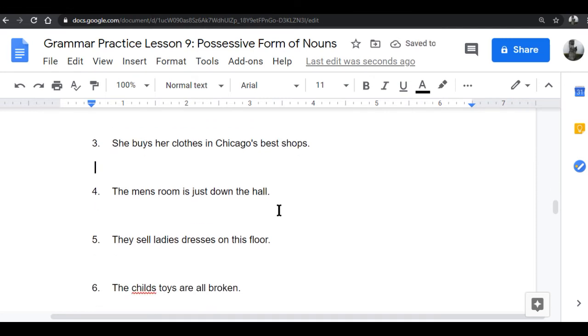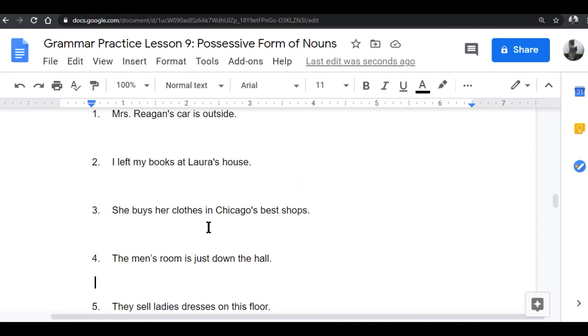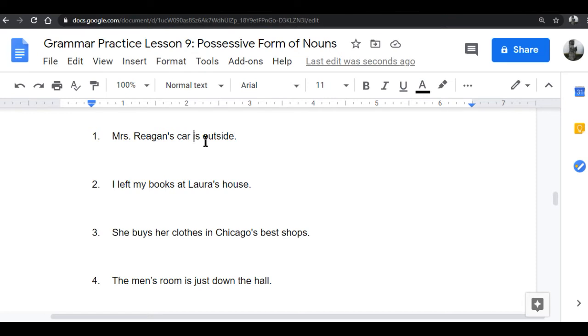4. The men's room is just down the hall. The men's room. Here, my precious assistant is not coming now, but here we go. The men's room is just down the hall. Just one thing before we go on. Here we are talking about the car. Mrs. Reagan has a car. Okay? So her car is outside. Mrs. Reagan's car is outside.